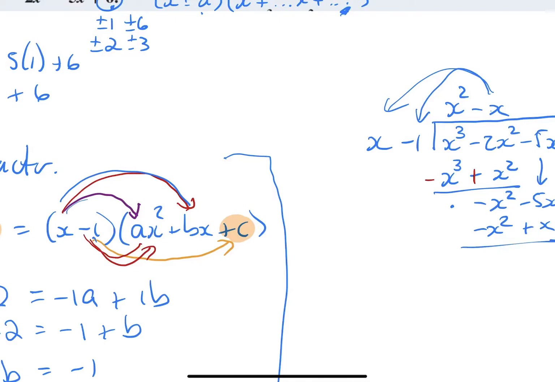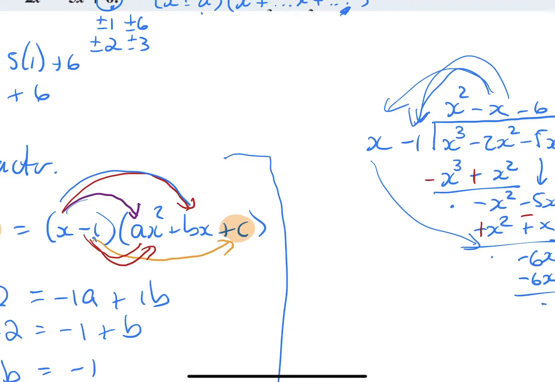I'm going to subtract. The moment I subtract, that becomes a plus, that becomes a minus. Negative x squared plus x squared is nothing. Minus 5x minus x is minus 6x plus 6. X divides into minus 6x, negative 6 times. Negative 6 times x is negative 6x. Negative 6 times negative 1 is plus 6. If I subtract, my answer is 0.